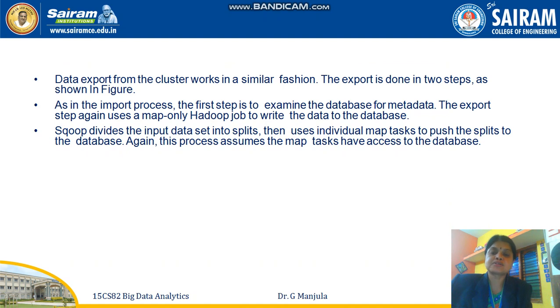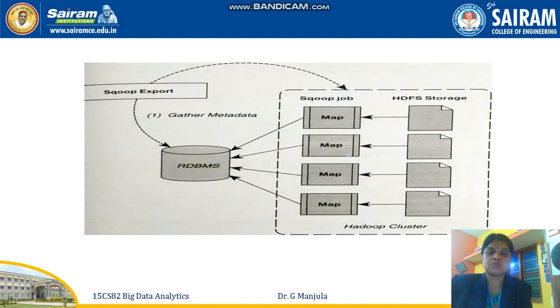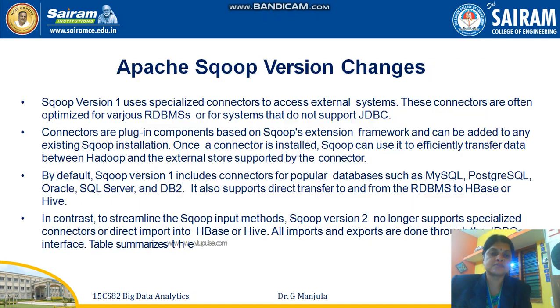So an important process of the first step is to examine, and an important process of the second is to evaluate. That is about the map only, and we can take it for the data transfer. Scoop divides the input data set into splits, then uses the individual map tasks to push the splits to the database. Again, the process assumes a map task that has access to the database. So this is the diagram we explained. You can see the same diagram very clearly about gathering the data.